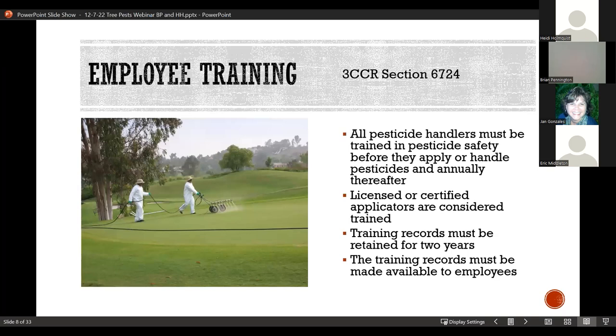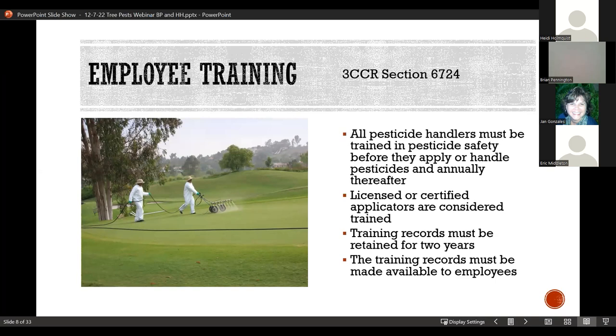All employees who handle pesticides must be trained in pesticide safety for each type of pesticide or chemically similar group of pesticides that they will be handling. This training must occur before the employee is allowed to handle pesticides and must be repeated annually thereafter. If an employee holds a QAL or a QAC, like we mentioned before for the qualifiers, they're considered trained automatically. So they don't need training.